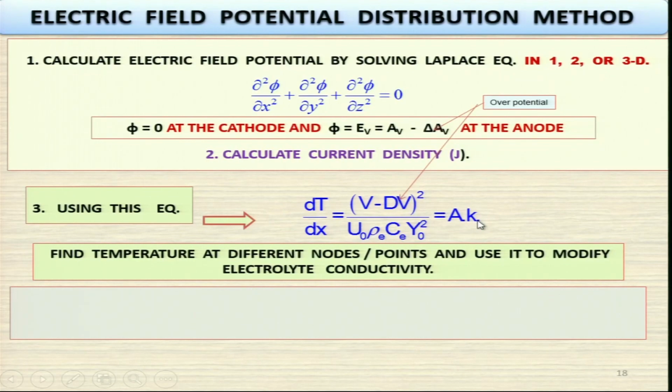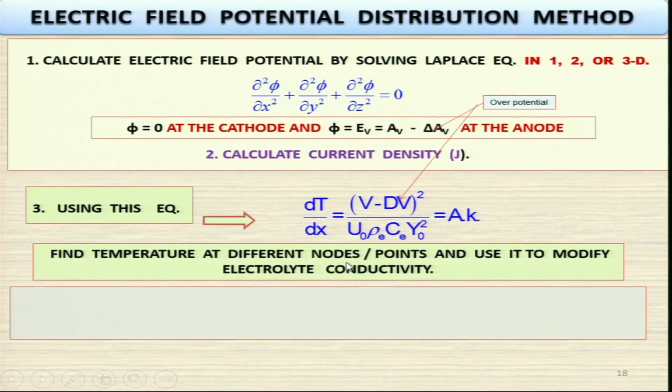Here A is taken as constant and K is the electrolyte conductivity. Now, here K is missing from this particular point, so you can add K over here after this bracket. So, K is the electrolyte conductivity.